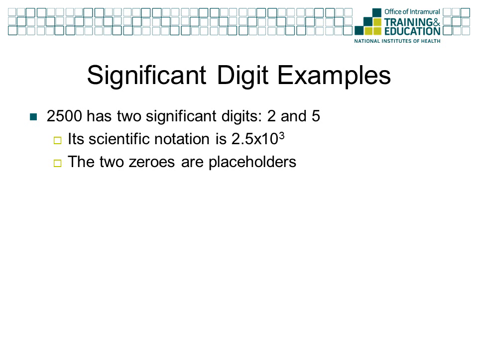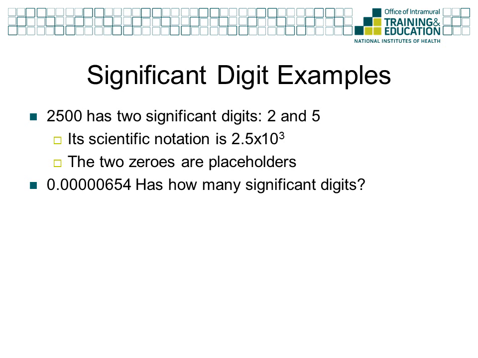The number 2500 has 2 significant digits. The 2 and the 5 are both significant. The 2 zeros are both placeholders. This makes them not significant. What about the number 0.0000654? How many significant digits are there, and which digits are they?